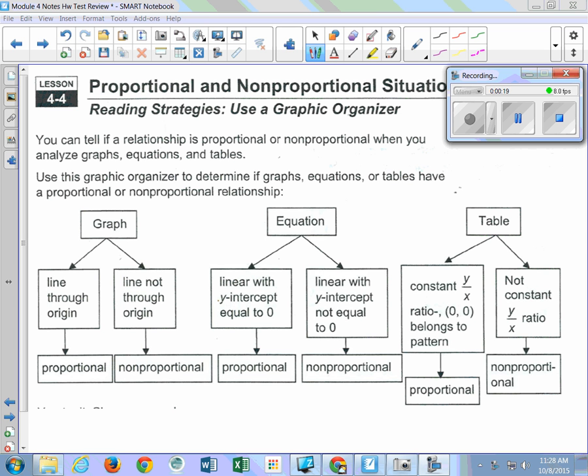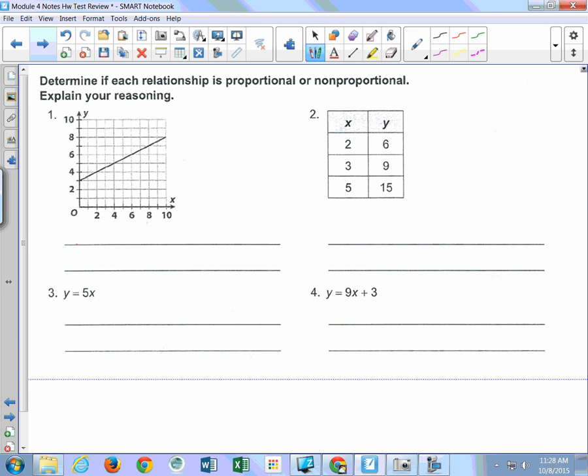If you'll just follow, starting with graph, does the line go through the origin? If yes, you can keep going to the next one. It's proportional. If the line does not go through the origin, then it's not proportional. Just use this organizer in that way. We'll use it to do the following problems of the example. So let's go on to the first example.